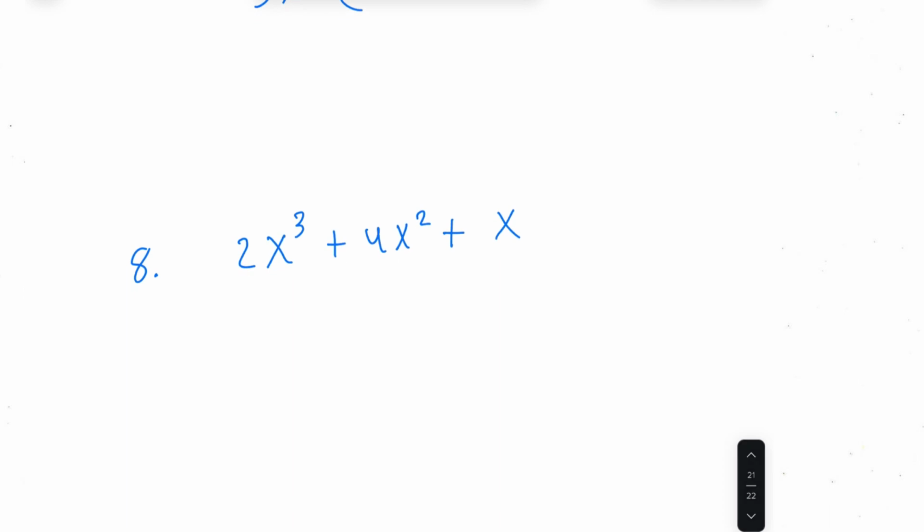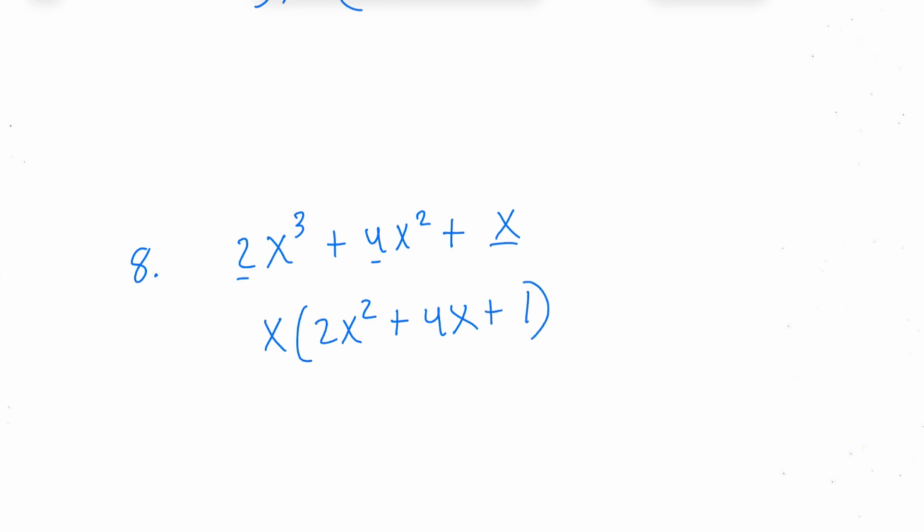So now in this example, the biggest we can pull out here is going to be just an x. We can't do anything with the 2 and the 4 because there's nothing in front of this x here. So all we can do is pull out an x, and that leaves behind a 2x squared, and just x on its own is the same thing as x to the power of 1. So, and then here, what that's going to leave behind is going to be a 4x, and then x divided by x is just 1. So that's it for number 8.